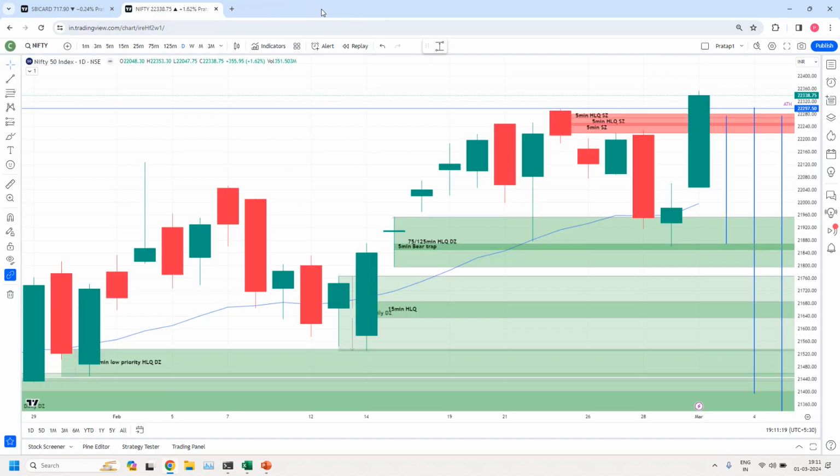Now let us get into the analysis discussion. First we will start with Nifty 50, and then we will get into analyzing our HLQ trades during the month of February, and then we will evaluate the high liquidity zones generated in our yesterday's report.